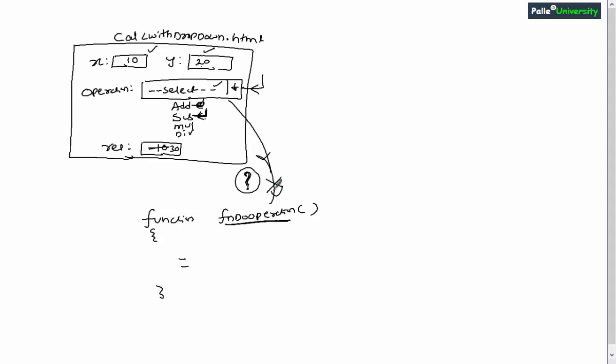After identifying the corresponding HTML event, as usual you have to get the DOM reference of this text box and read the data, and next get the DOM reference of the second text box and read the data. After that you have to get the DOM reference of this drop down list, because programmatically you need to identify which item is selected by the end user, and based on that perform the corresponding operation. Later you have to get the DOM reference of the result text box and display the corresponding result. Okay, so I believe you understood.